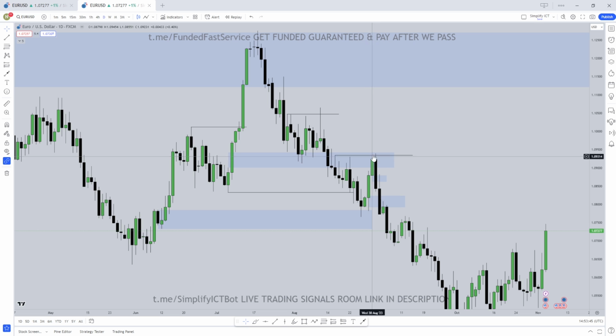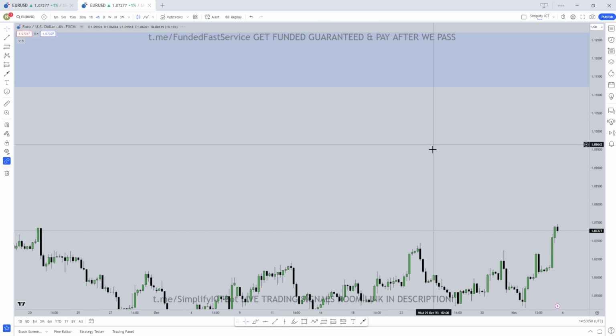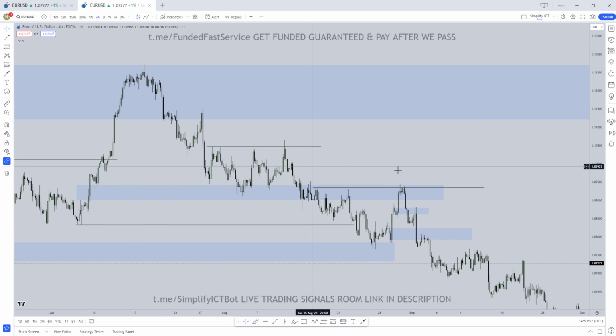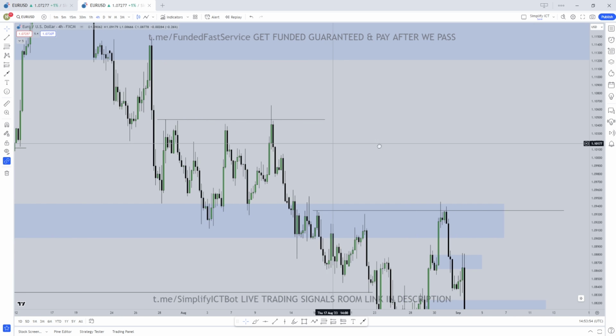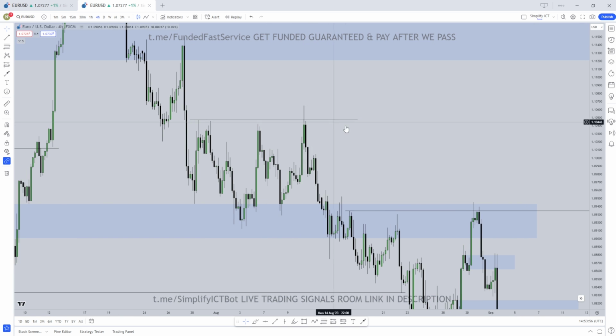Now this looks obvious on the daily time frame. There's not a lot of displacement to the upside, it's just a wick, right? But on the 4-hour time frame, that's where things get a bit trickier, and this is where a lot of people start to get faked out. But even here, you can see we don't have a lot of displacement even on the 4-hour time frame.